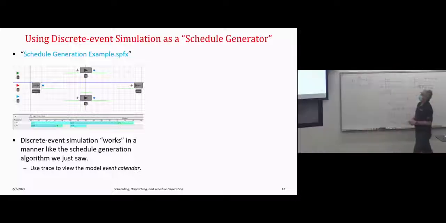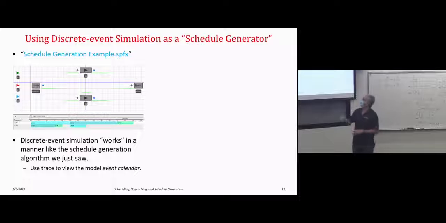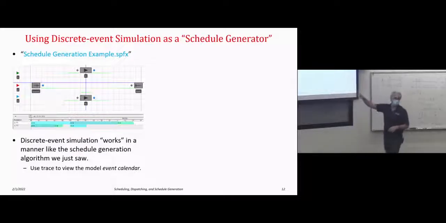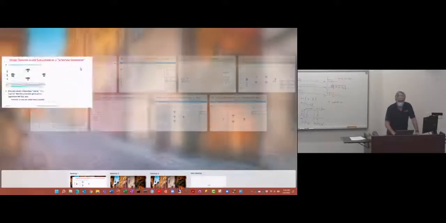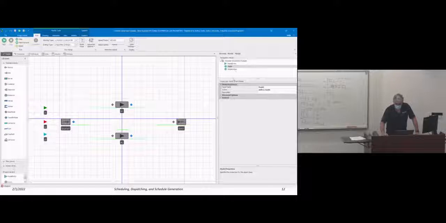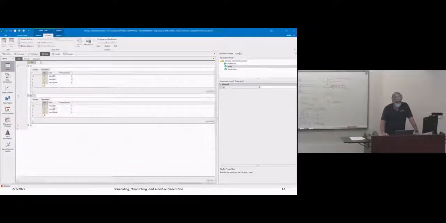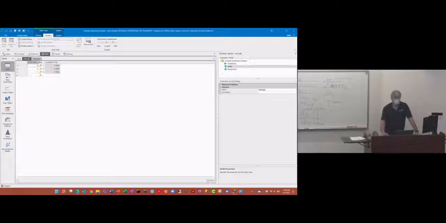Okay. So, as I said, discrete event simulation is a lot like schedule generation. If you look, I have this example. I put this on Canvas. I'm pretty sure I put it on Canvas. If I didn't, I will. It's called schedule generation example. There are two models here. There's a simple model where I just do that same schedule generation. So I have 3 parts, and I have their sequence, and all 3 of them arrive.